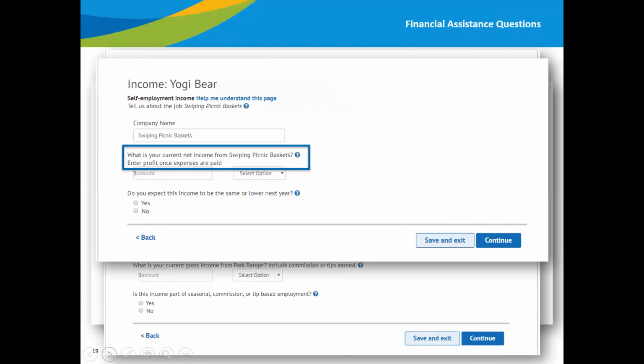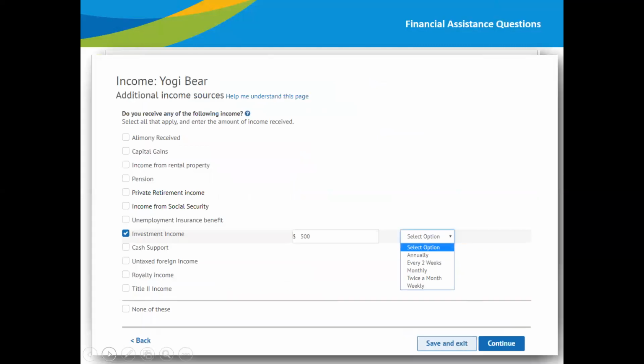For individuals who are applying for financial assistance that have wages from an employer, they would enter the gross amount. For individuals who are self-employed, they would enter in their net amount after all applicable business expenses. If an individual had other types of income, such as investment income in this example, they would check the particular type of income and it would open up that field box to type in the amount and the corresponding drop-down menu to select the frequency. So selecting the amount and the frequency here would annualize the income that we would use for their eligibility determination.